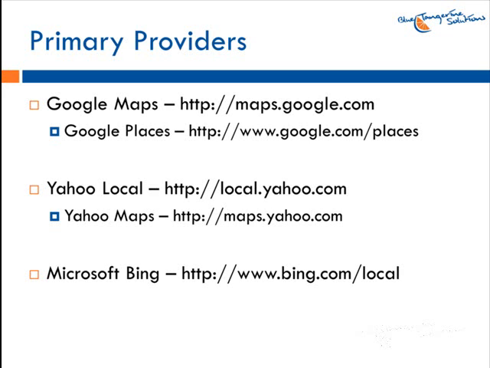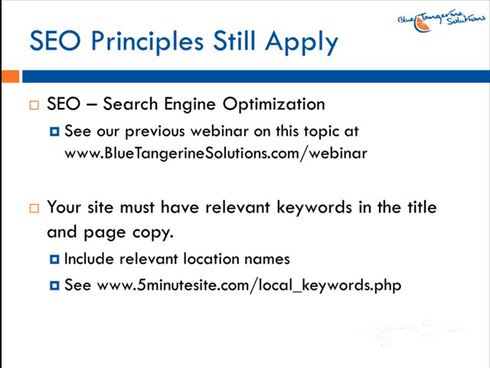Now, when you're talking about working with local search, the same search engine optimization principles are still going to apply. The search engines are still looking for the keywords that they find on your website in order to determine what your site is about and what kind of searches are relevant for your site. We have more information about particular search engine optimization techniques, especially for small businesses, at a previous webinar, and you can see that on our website, bluetangerine-solutions.com/webinar in our on-demand library. I encourage you to take a look at that when you have a chance.